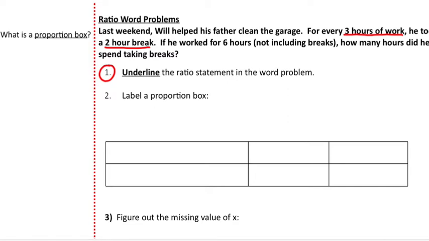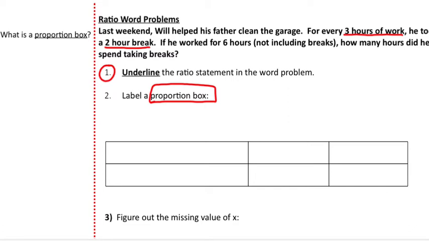Now, we're given three numbers and there's a missing number. We want to know how many hours he spent taking breaks. And so what this tells us is that it's going to be a proportion. If you think of two equal ratios, we have four numbers. And so what we're given is three numbers, we're missing one. So that gives us an idea that we need to set up this thing called a proportion box. A proportion box is just a really nice way to set up a ratio word problem.